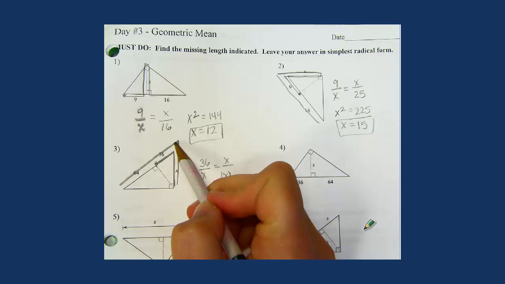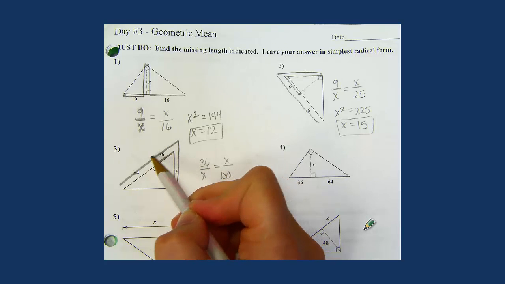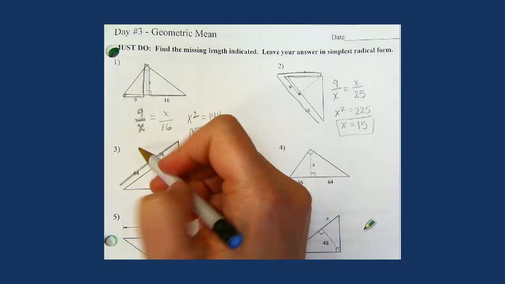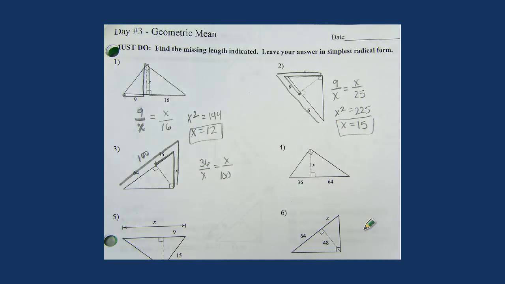Okay, again, when you crossed over this long side, you crossed over 36 and 64. Altogether, that side is 100. Alright, so I'll leave that one for you to cross multiply and figure out. And that should be it for today.